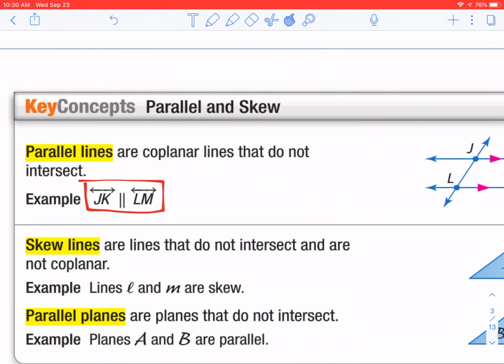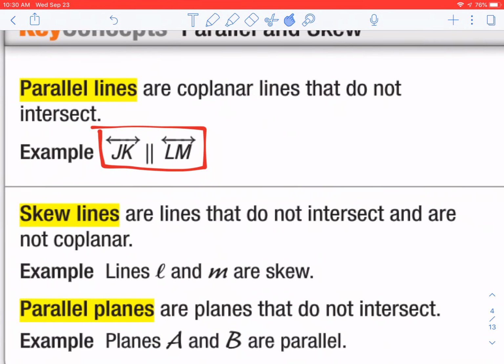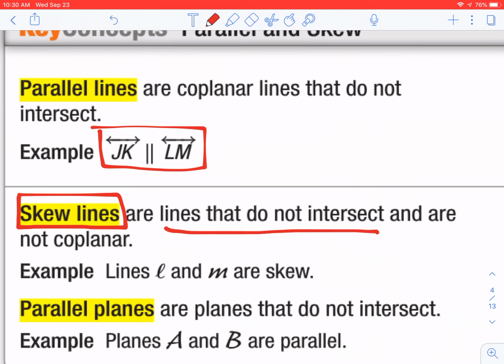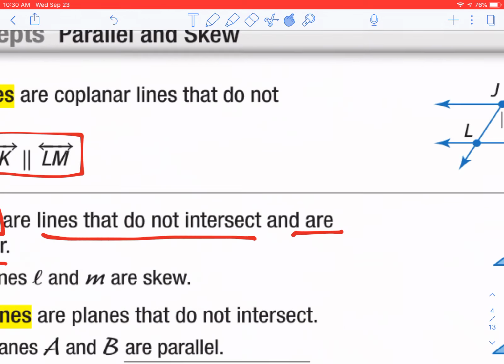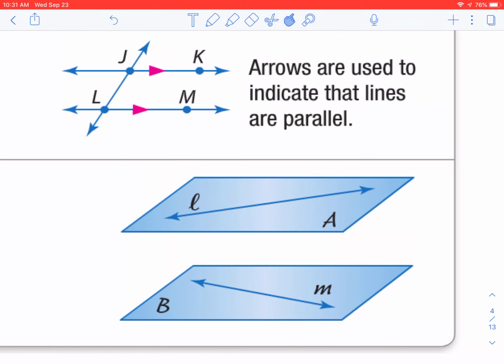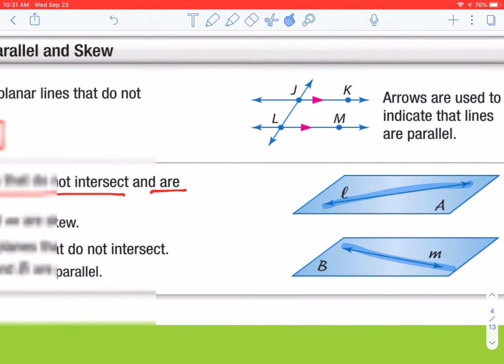Next, we have a vocab word that is new, probably, and that is skew lines. Lines that do not intersect and are not coplanar, not on the same plane. So let's give an example. These two lines, line L and line M, are not parallel and they don't intersect. So those would be known as skew, and we're going to practice with that.